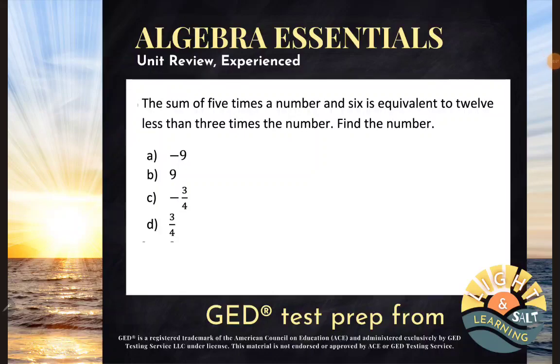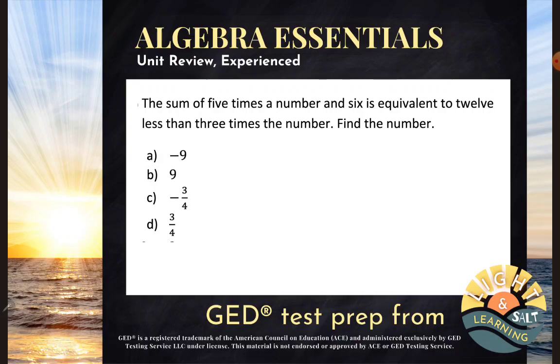Hello, algebra students. Let's take a look at this example, which actually requires 2 GED math skills. The problem says the sum of 5 times a number and 6 is equivalent to 12 less than 3 times the number. Find the number. Now, I could try to reason this out or puzzle this out using some logic, but I think the simplest way to do this is to write an equation.